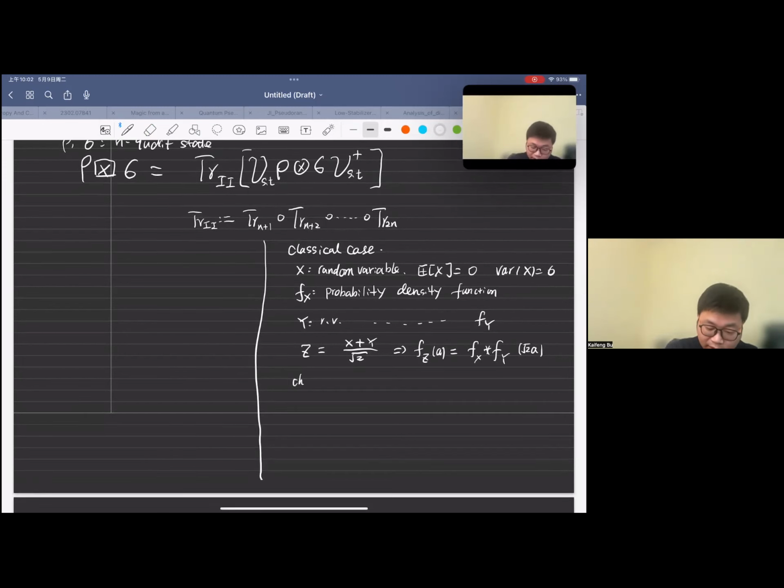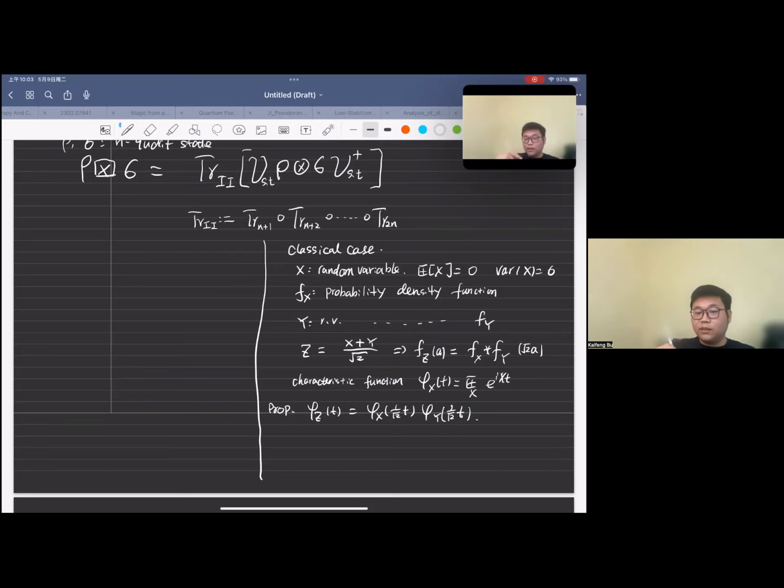Now we can also define the characteristic function for any random variable x, which is defined as the Fourier transform of the probability density function. And now we will find that this convolution has many good properties. First, under the Fourier transform, the convolution becomes a multiplication. Here the Fourier transform is the characteristic function. So after the convolution, the characteristic function of the convolution becomes the multiplication of the corresponding characteristic functions of x and y.